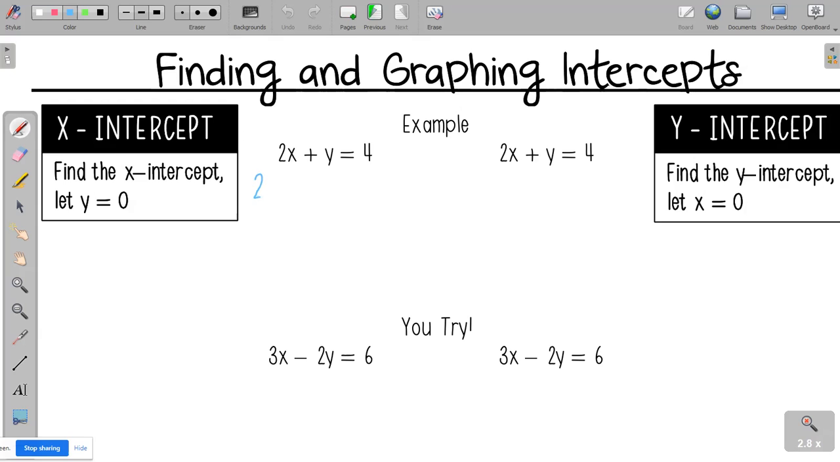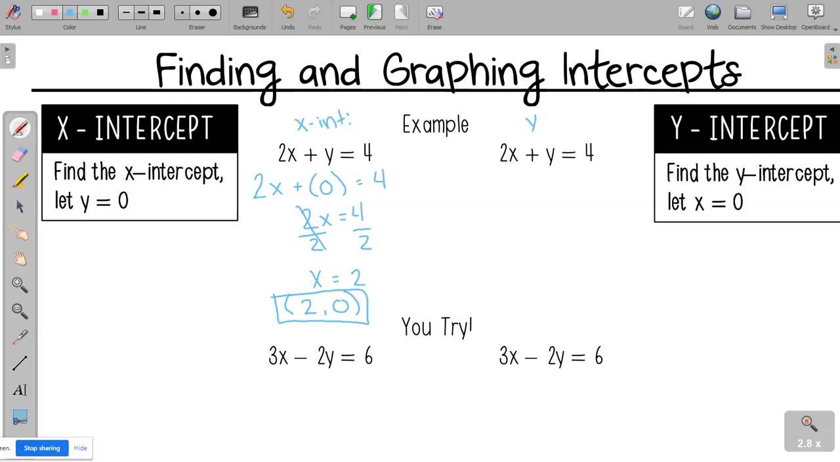So we're going to have 2x plus 0 equals 4. So 2x equals 4. And then we're going to divide both sides by 2. So x ends up equaling 2. So we have the point 2, 0. Because x is 2 and our y we put it in as 0. So that's our first point. So this is finding the x-intercept.